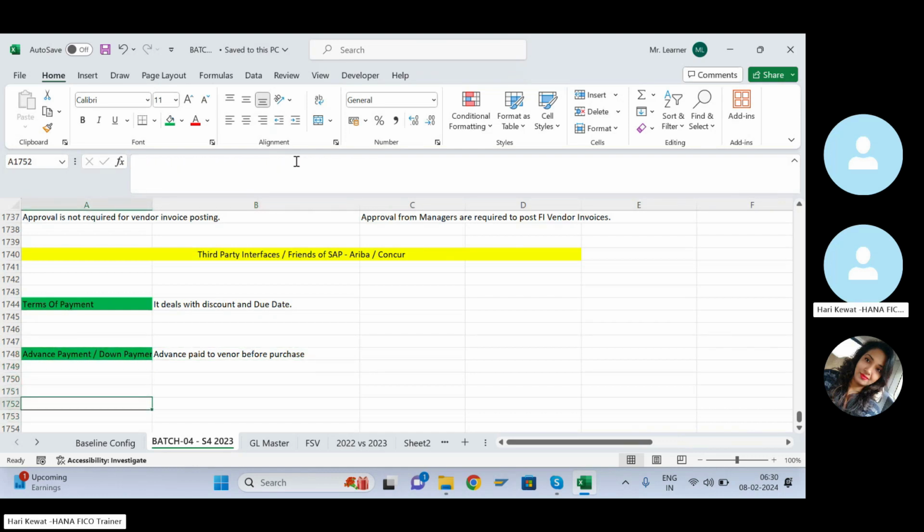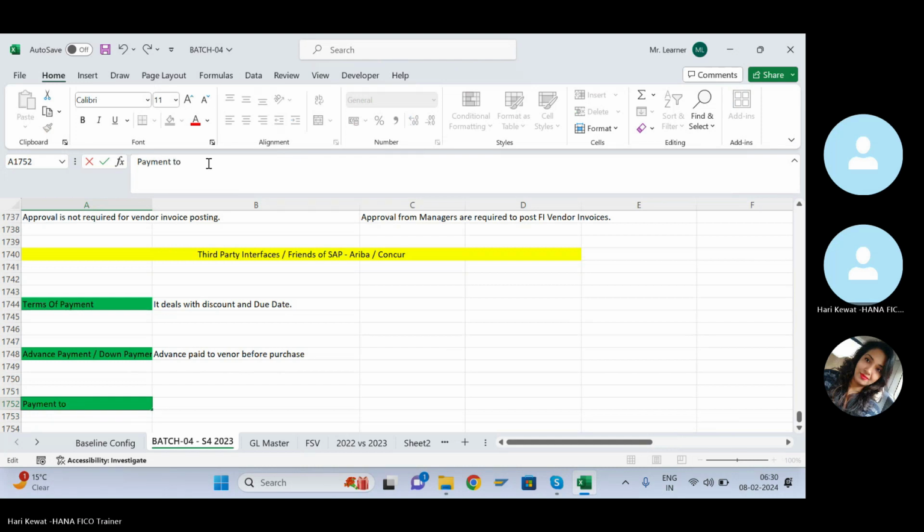Right now, next you also have to know something called payment. Okay, payment, you have to know how you are going to make the payment to the vendor. Payment to vendor.